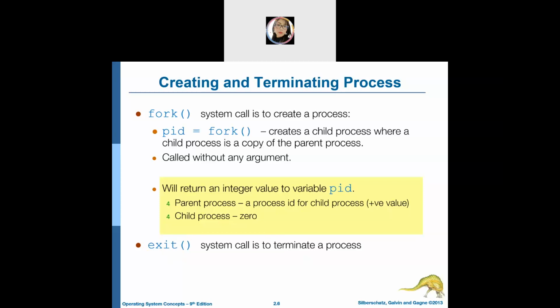So you have learned fork for a parent or creating a process. PID equal to fork will create a child process, and the parent will get a positive PID value, and you get a return of 0 for a child process. One more thing you learned is that exit is a system call to terminate or shut down a process.